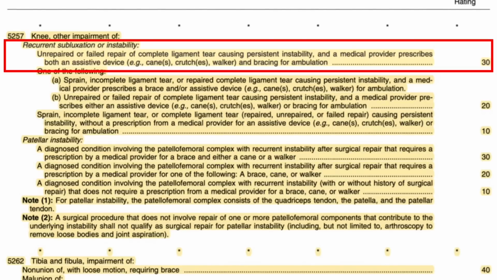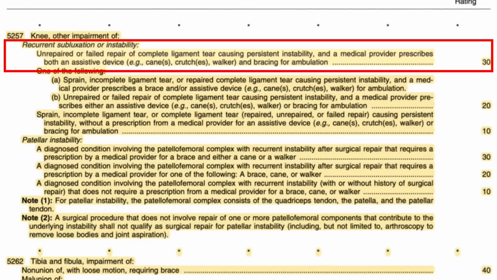And here's an important point. A medical provider prescribes an assistive device like a cane or crutches or a walker, and a brace. So you have to have a lot going on for that 30% rating: your knee is totally messed up, very unstable, and you have to have a cane and a brace.